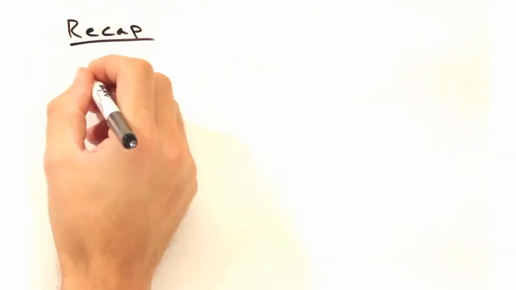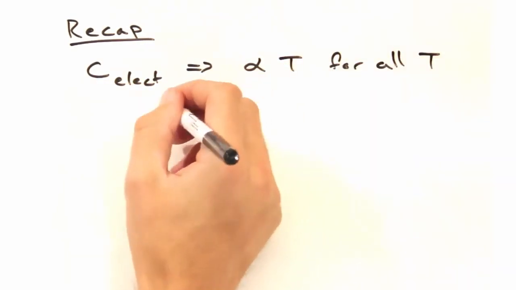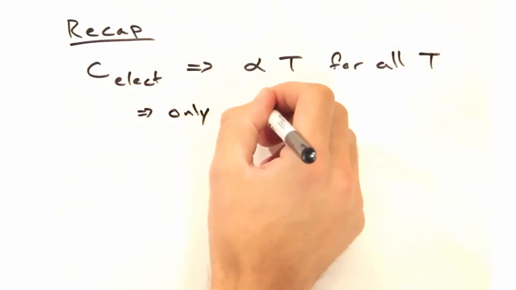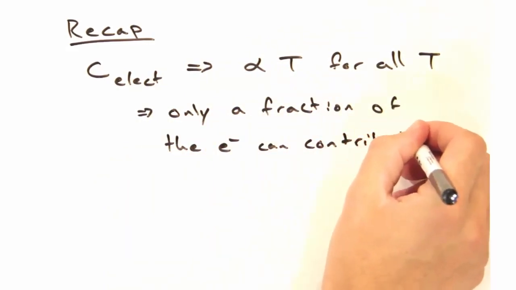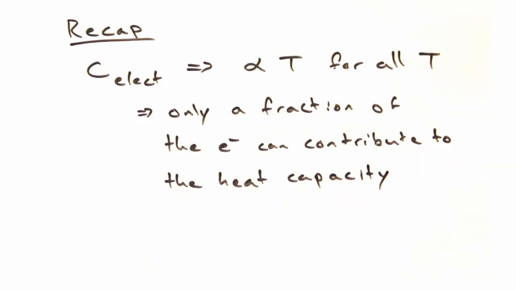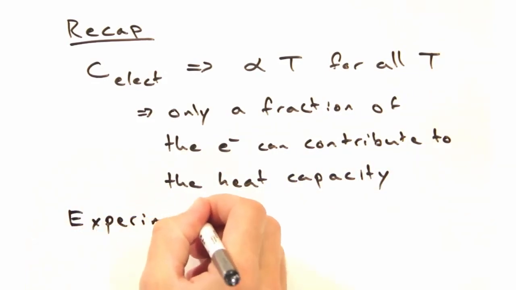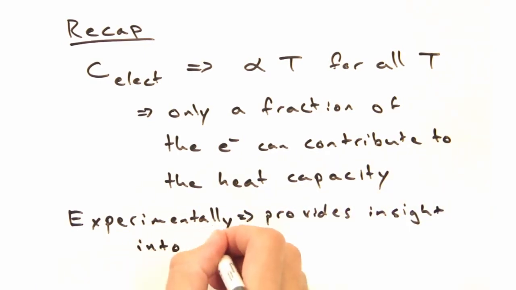Okay, so looks like it's a good time for a quick recap. Today we developed an expression for heat capacity that depends linearly on temperature. And we got this expression from assuming only a fraction of the total electrons contributed based off the Fermi-Dirac distribution. And finally, we took a look at how you'd use this model experimentally and found that it can give you insight into the electronic density of states at the Fermi level.